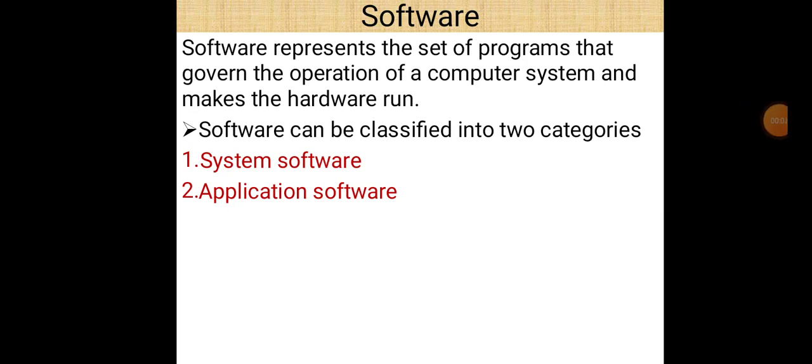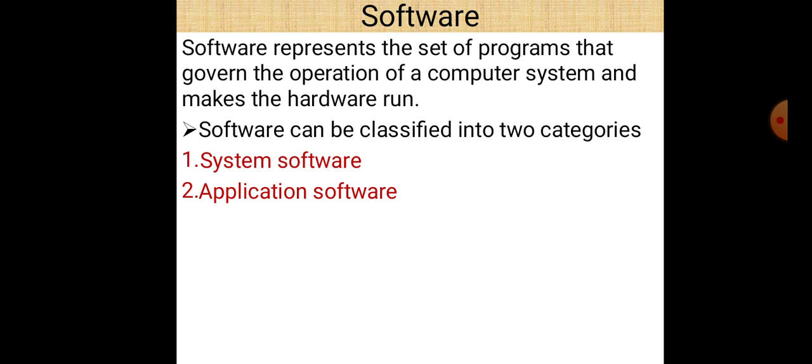Good morning, students. Today our topic is software, and in this lecture we are going to discuss different types of software, especially application software. We already discussed system software in our previous lecture. So first of all, what is software? Software represents a set of programs that govern the operation of a computer system and makes the hardware run. Or in simple words, software are the logical entities in a computer system.